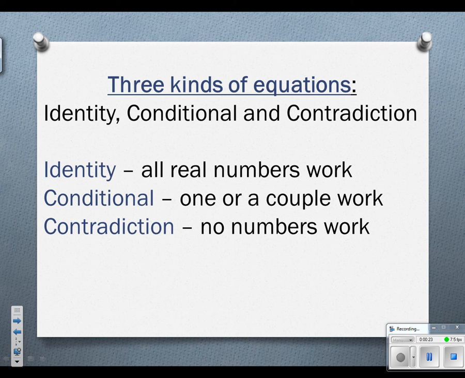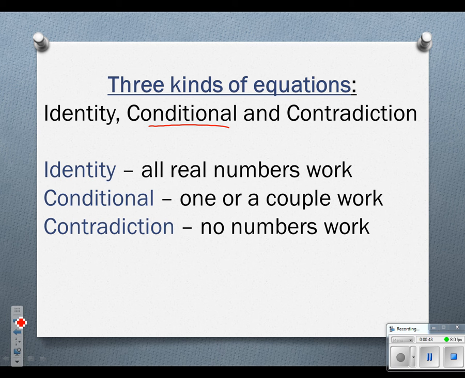All right, so first of all, there's three kinds of equations. They're identity, conditional, and contradiction equations. Most of the ones that you guys are used to dealing with are conditional, where there are one or a couple of solutions to them. Identity equations mean that all real numbers will work.